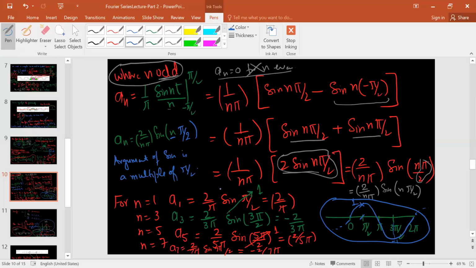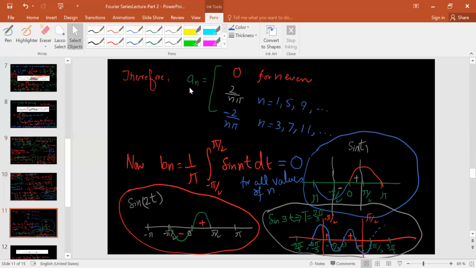So in order to cater to this alternation, we go for n equal to 1, a1 is 2 by pi because this sine becomes 1. Whereas for n equal to 3, this becomes minus 1. So the factor before it is minus 2 by 3 pi. Similarly, n equal to 5, it becomes a positive 1, 2 by 5 pi. For n equal to 7, it becomes a minus. So sine gives you minus, so this will be minus 2 by 7 pi. So if you just look at all of them, then you can conclude here very easily.